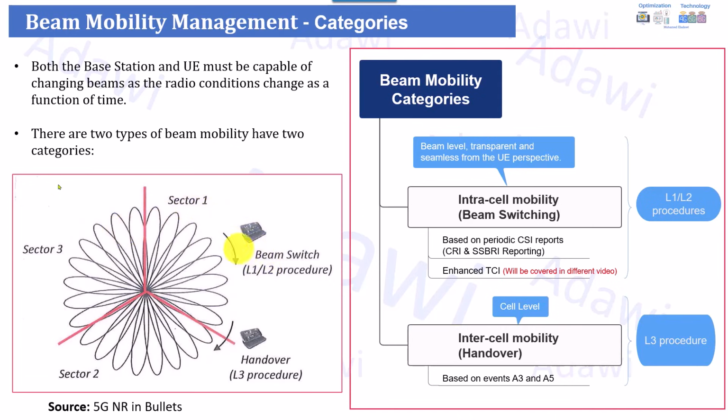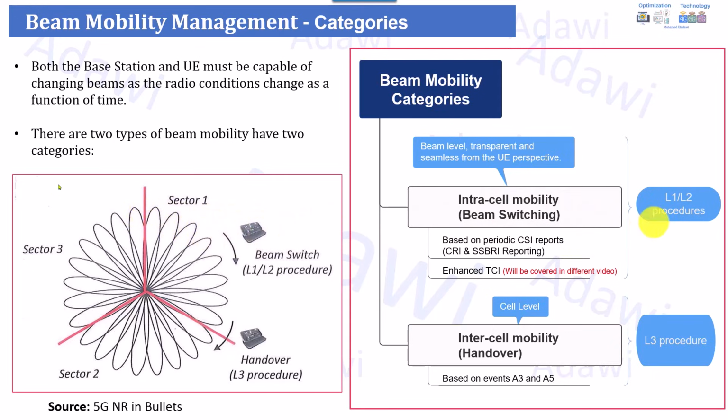So, for example, assume now the user is moving from one beam to another, this third and fourth and so on. So the gNodeB should change the serving beam for the user to ensure that the user is being served by the best beam, which has the best radio condition, which can guarantee the best coverage and so on, right? So usually this one is called, as you can see in the figure on the right here, intra-cell mobility, which is just doing a beam switching, like changing from one beam to another, beam 1, beam 2, and beam 3.